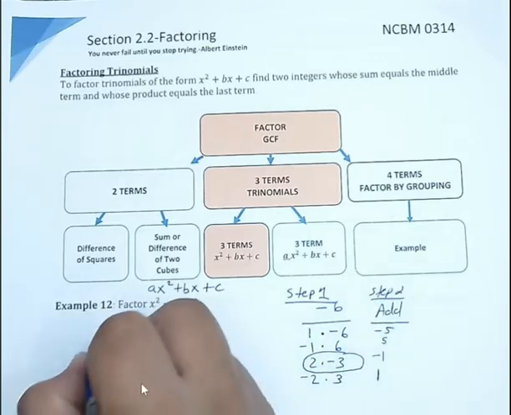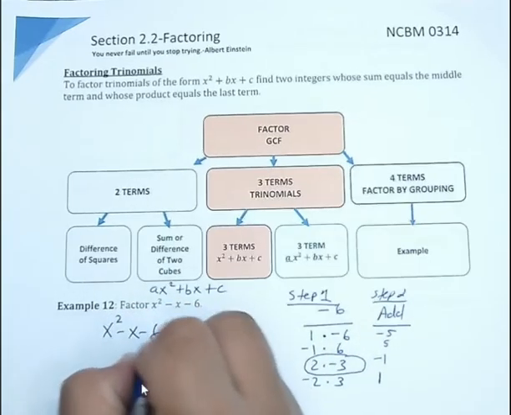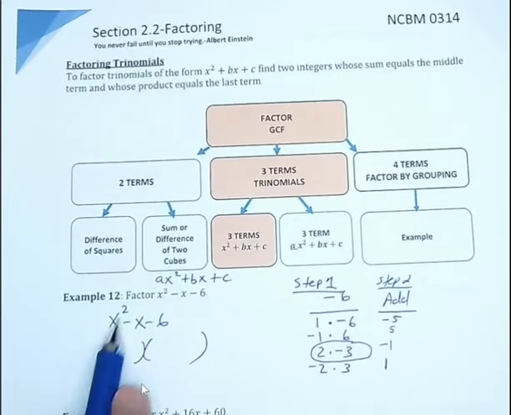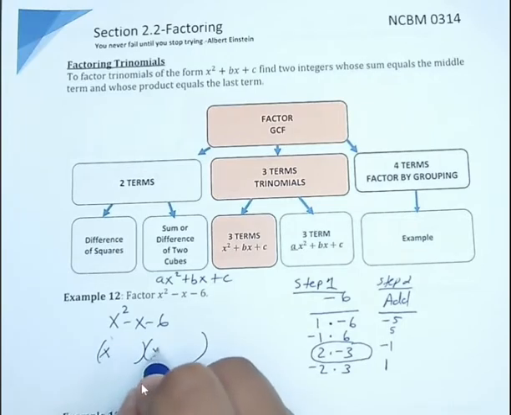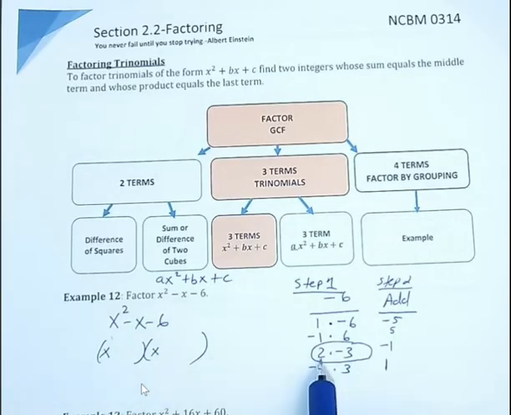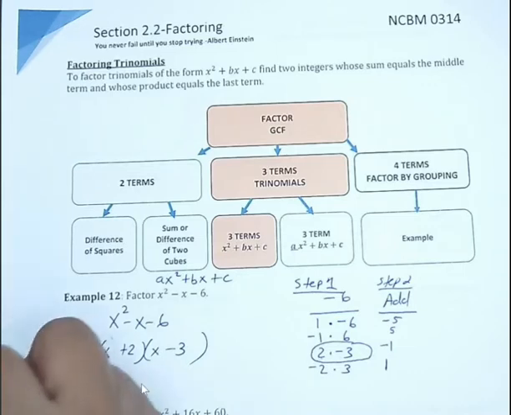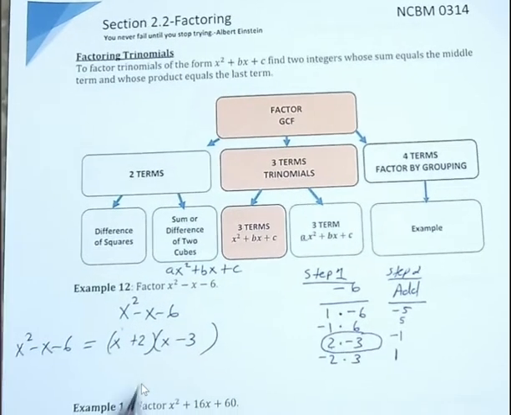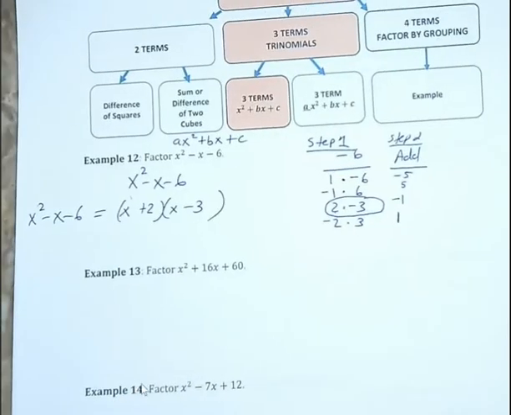Then for your final step, we want to factor this, and we're going to write 2 parentheses. In order to get an x squared, I would have to multiply x times x, and then I'm going to use these 2 factors. So I'm going to have a +2 and a -3. So we can say that x squared minus x minus 6 is equal to these 2 factors. Okay, let's look at the next example.